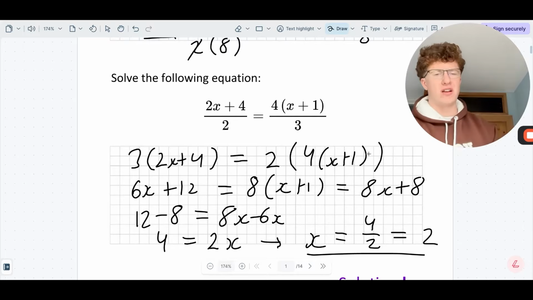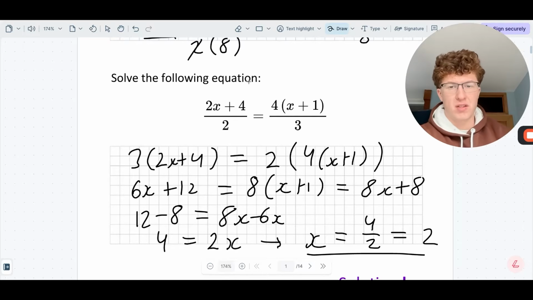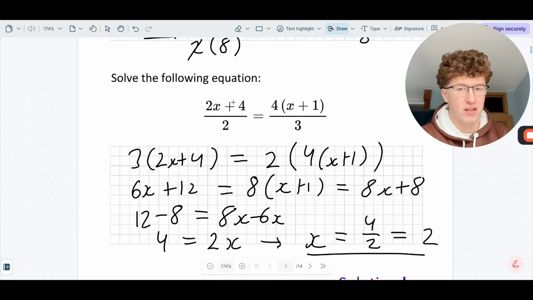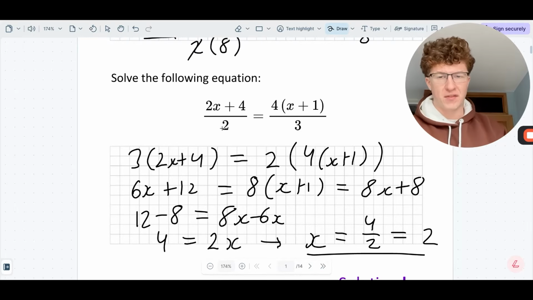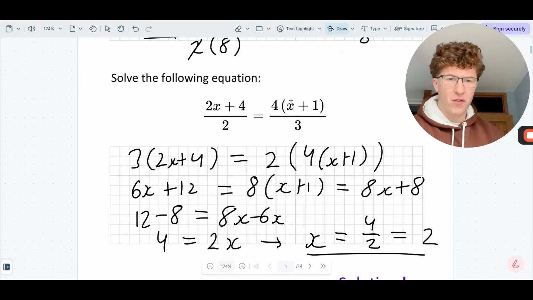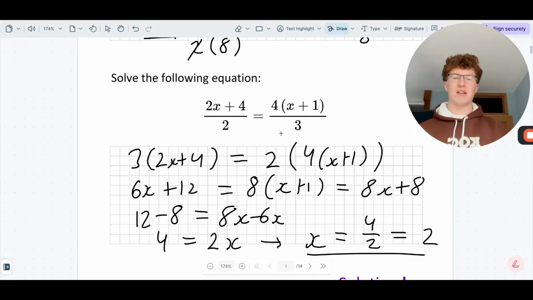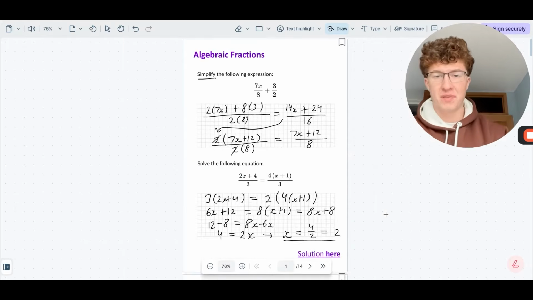If you want to make sure your answer is correct, you can just plug 2 in here for x and see if you get the right answer. So like 2 times 2 is going to be 4, plus 4 is 8, 8 divided by 2 is 4. And then if you fill it in here, we're going to have 4 times 2 plus 1 is 3, so that's going to be 12, which divided by 3 is also 4. So we know we're right.